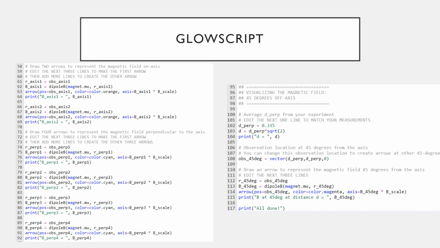So here we can see on the left, for each of the vectors that we initialized earlier, we are calculating the magnetic field for each of them using the dipole B function that we created earlier, and then initializing an arrow to visualize each of them on the screen. And then on the right, you can see we have all the steps to actually calculate the B at 45 degrees, and then we print that onto the screen.